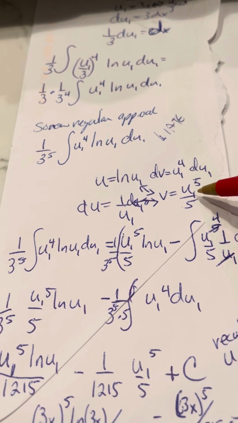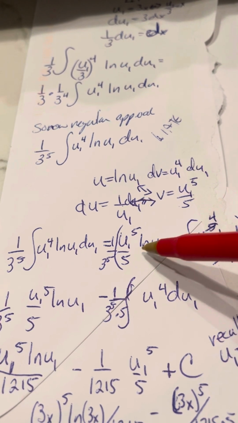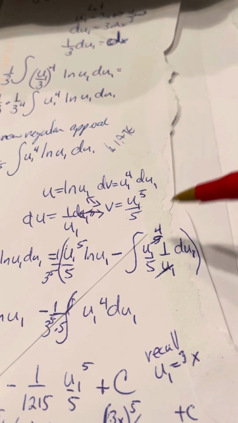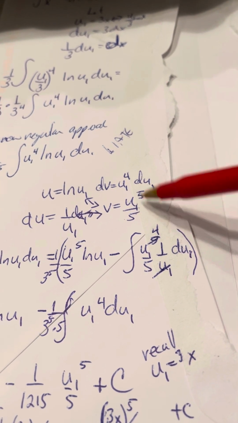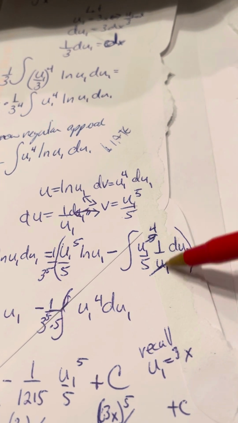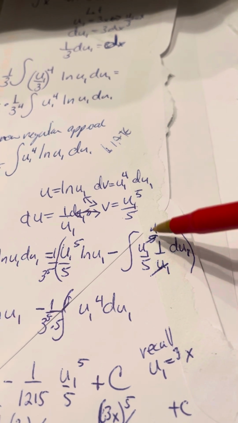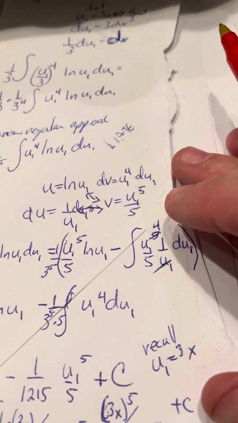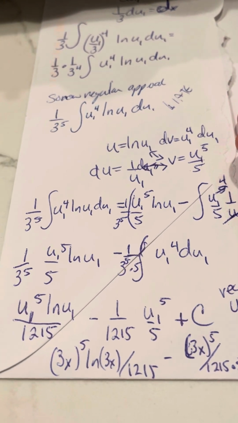I'm going to take u, v, and so I put the u1 to the 5th over 5, ln u right there, minus v du. So I end up with u1 to the 5th over 5 times 1 over u1. Well, those cancel, leaving me with u1 to the 4th. And that's reasonably nice to take the antiderivative of.